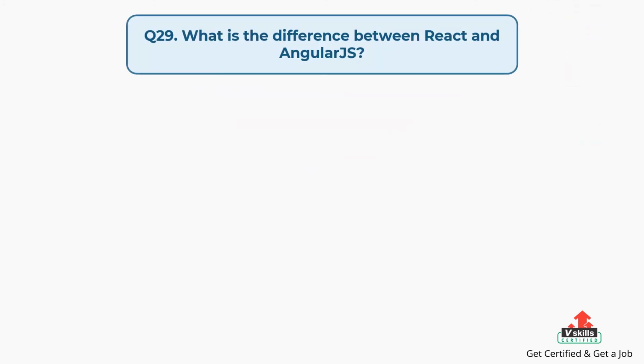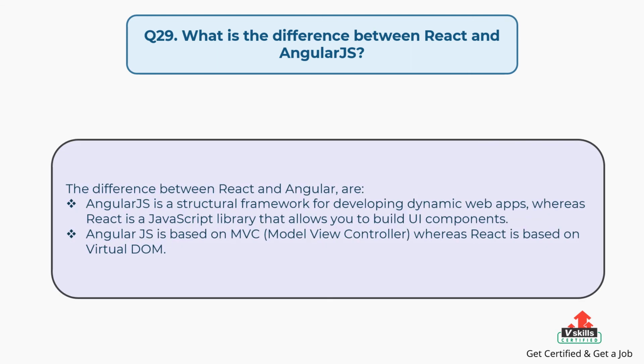Question number 29. What is the difference between React and AngularJS? The answer is, the difference between React and Angular are, AngularJS is a structural framework for developing dynamic web apps, whereas React is a JavaScript library that allows you to build UI components. AngularJS is based on MVC, Model View Controller, whereas React is based on Virtual DOM.